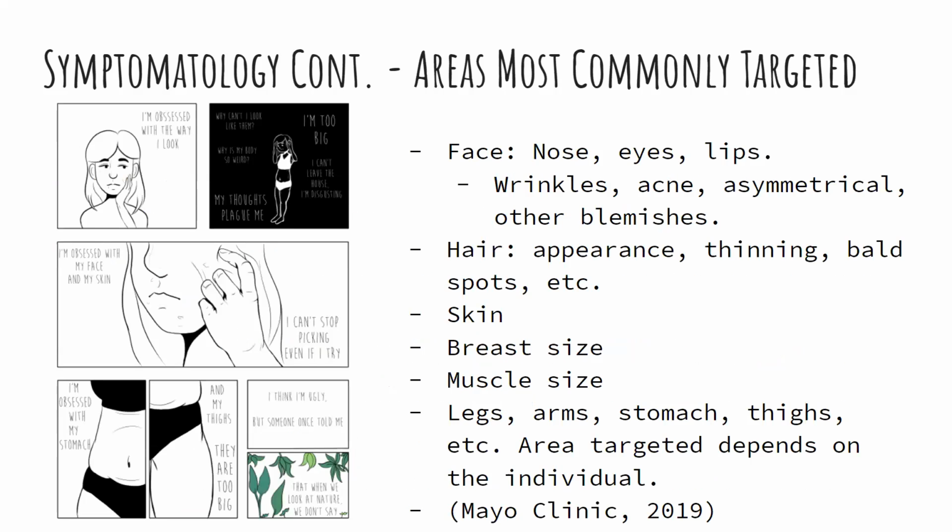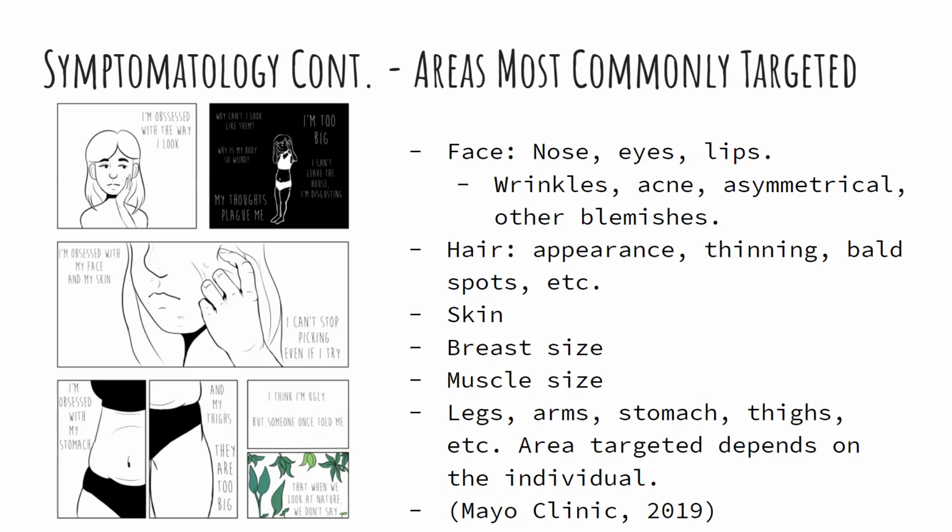And moving on, some of the areas that are most commonly targeted by people with body dysmorphic disorder are the face, so your nose, eyes, lips, etc. They typically focus on the wrinkles, acne, how their face may be asymmetrical. So maybe their nose isn't straight, maybe their eyes are further away or higher up on one side, and other blemishes.